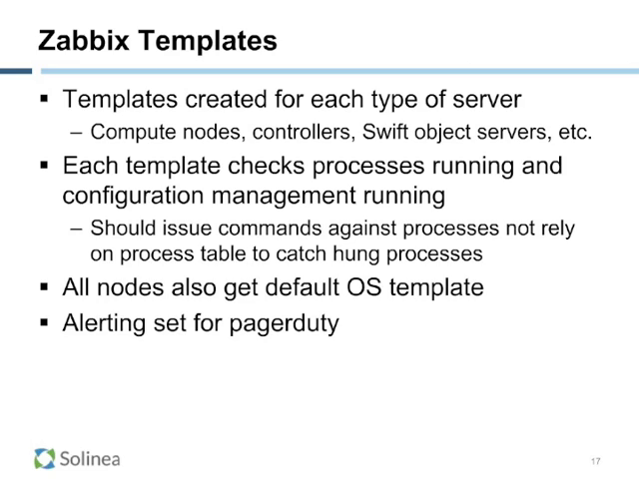And then we make sure that all of the nodes also get the default OS template to be able to run things like CPU utilization and memory. And then any alerts get set up for PagerDuty or whatever alerting system that we have out there. And we found this to be very powerful for us with a minimum amount of overhead for most of our machines.